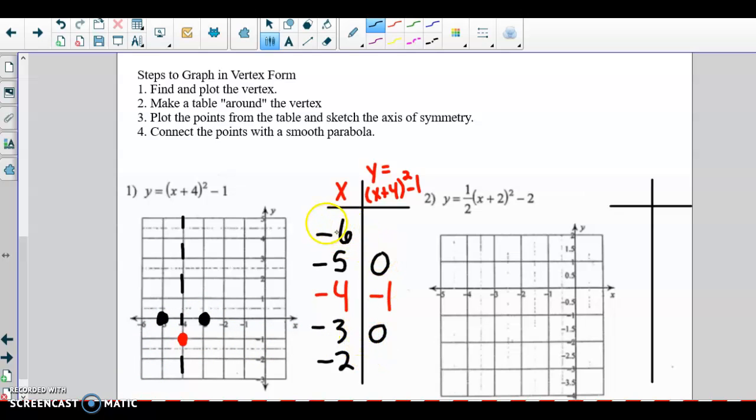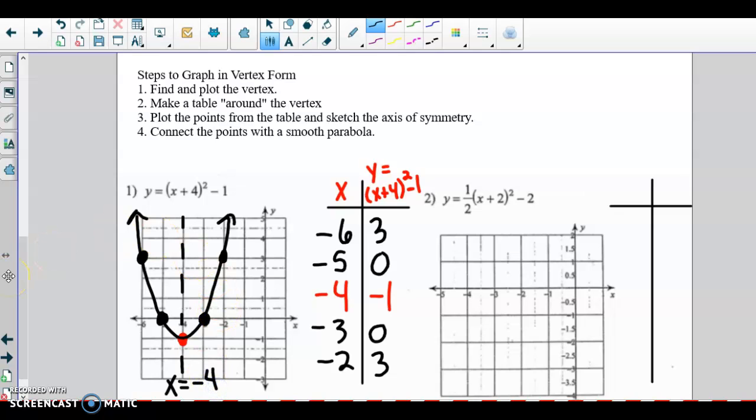Let me plug in my next x value, negative 6. Negative 6 plus 4 is negative 2. Negative 2 squared is 4. 4 minus 1 is 3. So I'm going to have a point at negative 6, 3. That means I'm also going to have a point, so it's 2 away on the left side of the axis. That means I'm going to have a point here at negative 2, 3 as well, because of symmetry. And I'll connect them. And again, this axis of symmetry was the line x equals negative 4.